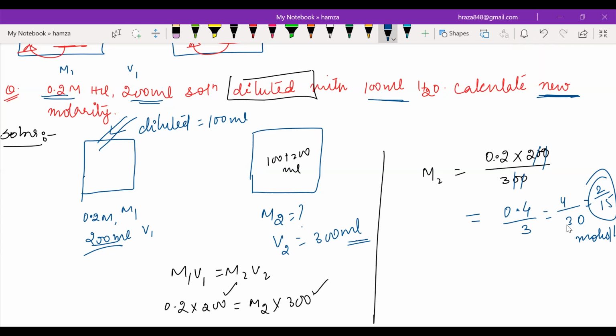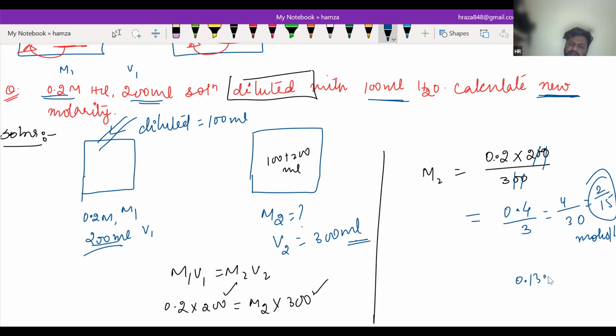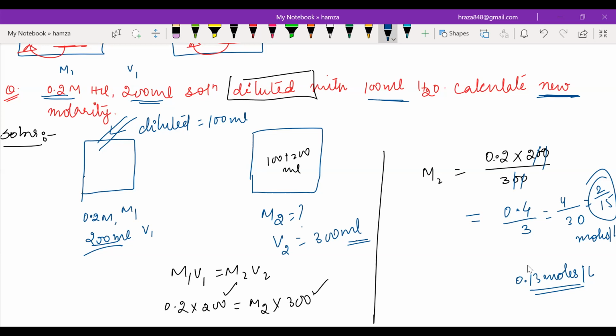So 0.1 something moles per liter. 2 divided by 15 will be equal to 0.13333, so it will come 0.13 moles per liter. Got it? Yes, sir. Okay.